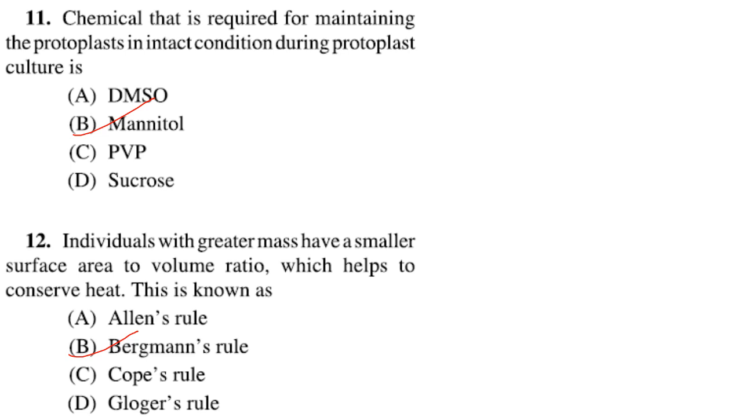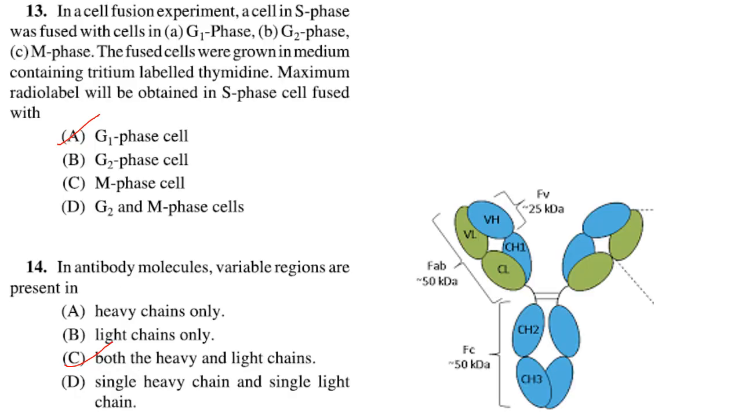in the warmer region. Now in cold climates, they have a smaller surface area to volume ratio, so they radiate less amount of heat and they can stay warmer in the cold climates. So individuals with greater mass have smaller surface area to volume ratio, which helps to conserve heat, and this rule is known as Bergmann's rule. Answer is option B. Then next one.